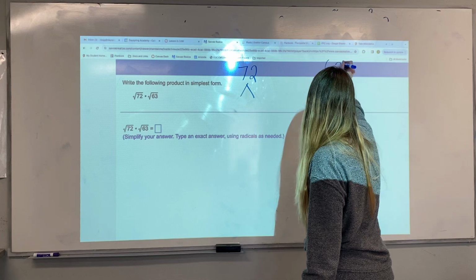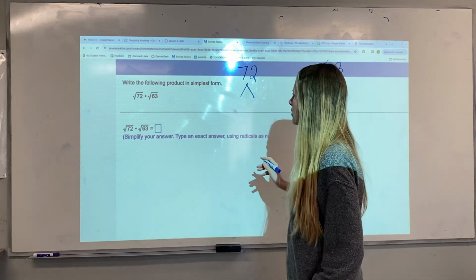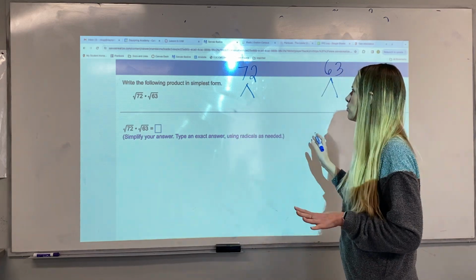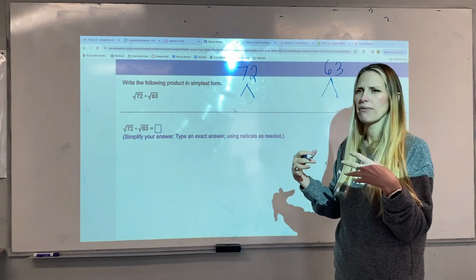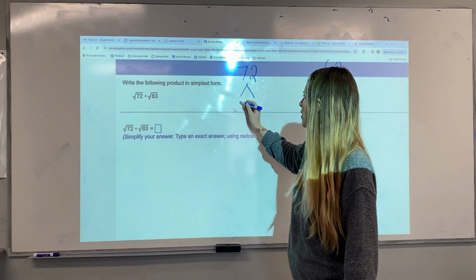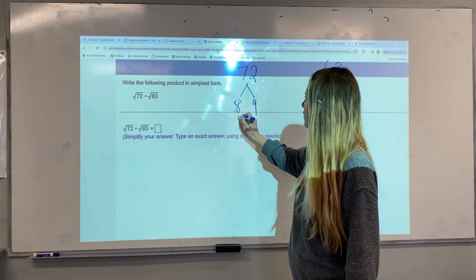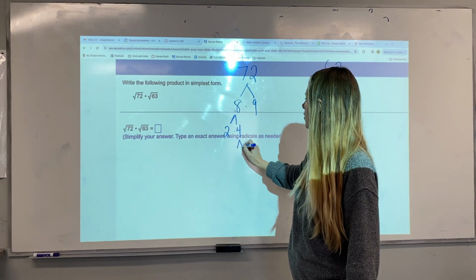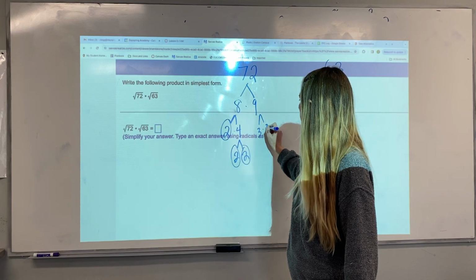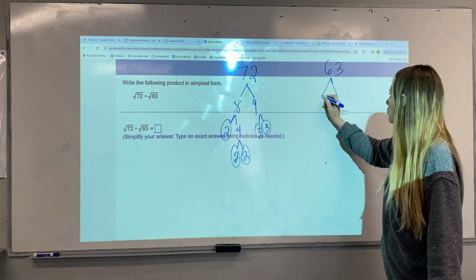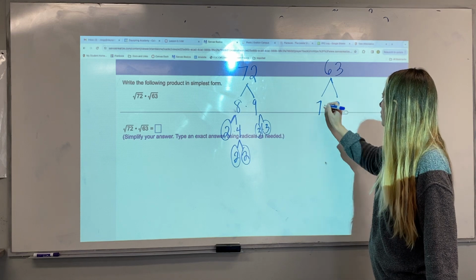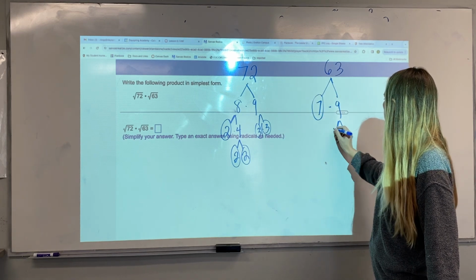I'm gonna go ahead and start breaking down my numbers. Don't worry about the radical cages right now. I'm going to do prime factorization and get all of my prime factors. So let's do 72. 8 times 9, 2 times 4, 2 times 2, and 3 times 3. And then I have 63, 7 times 9, 3 times 3.